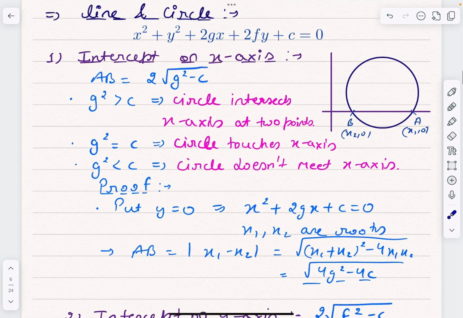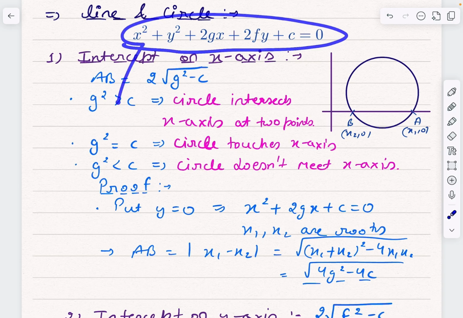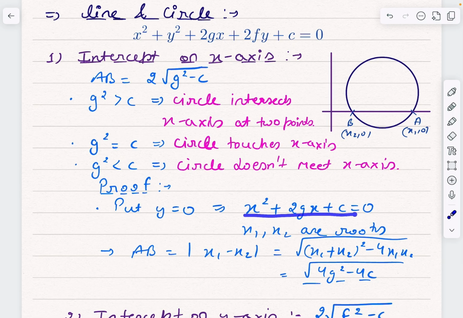Okay, see the proof of this thing. We're looking for the point of intersection of the circle with the x-axis. So I'll put y as 0. When you put y as 0, you get x square plus 2gx plus c equal to 0. Now x1, x2 are the roots, let us say. And the difference between the roots will be the length of AB, no?